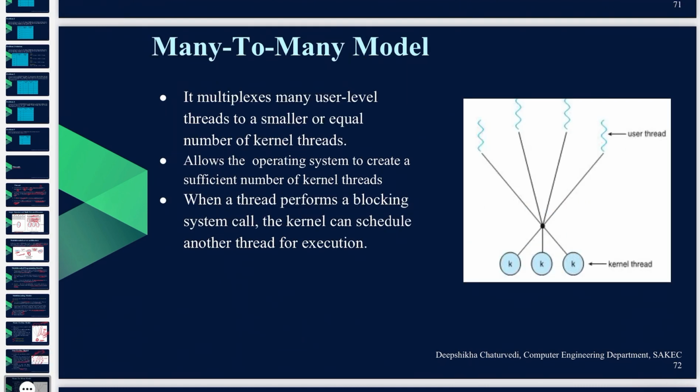Many-to-many model. It multiplexes many user level threads to a smaller or equal number of kernel threads, which allows the operating system to create a sufficient number of kernel threads. When a thread performs a blocking system call, the kernel can schedule another thread for execution. So in this also, if one thread is performing a blocking system call, the kernel can schedule another thread for execution.